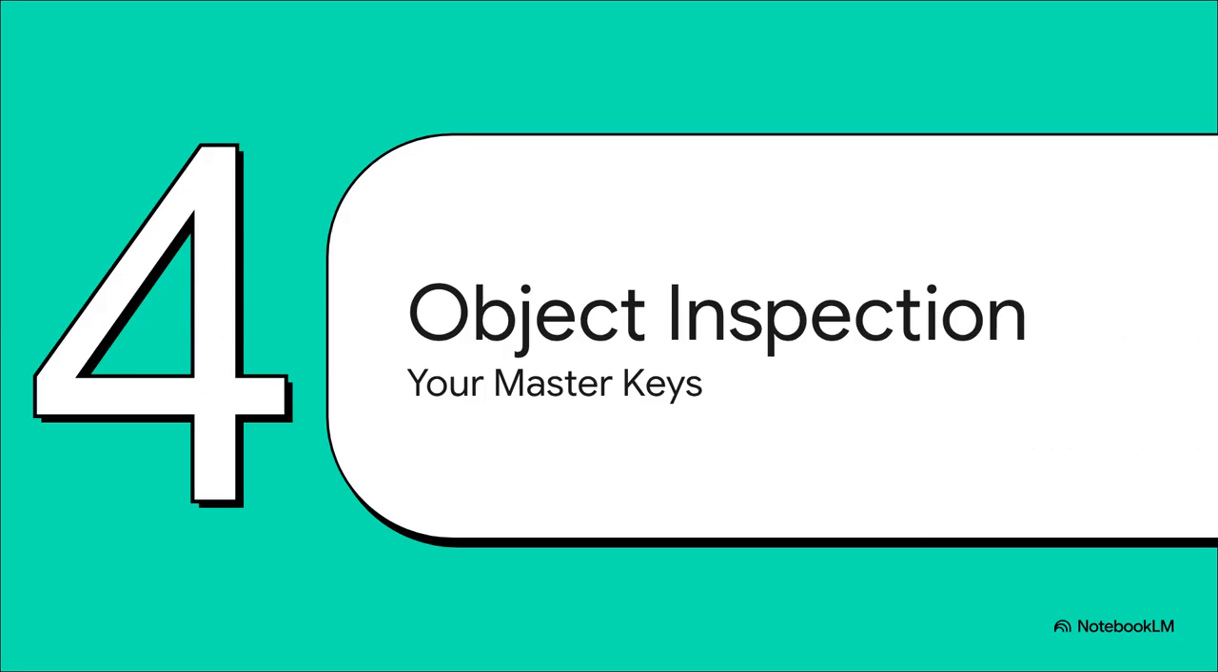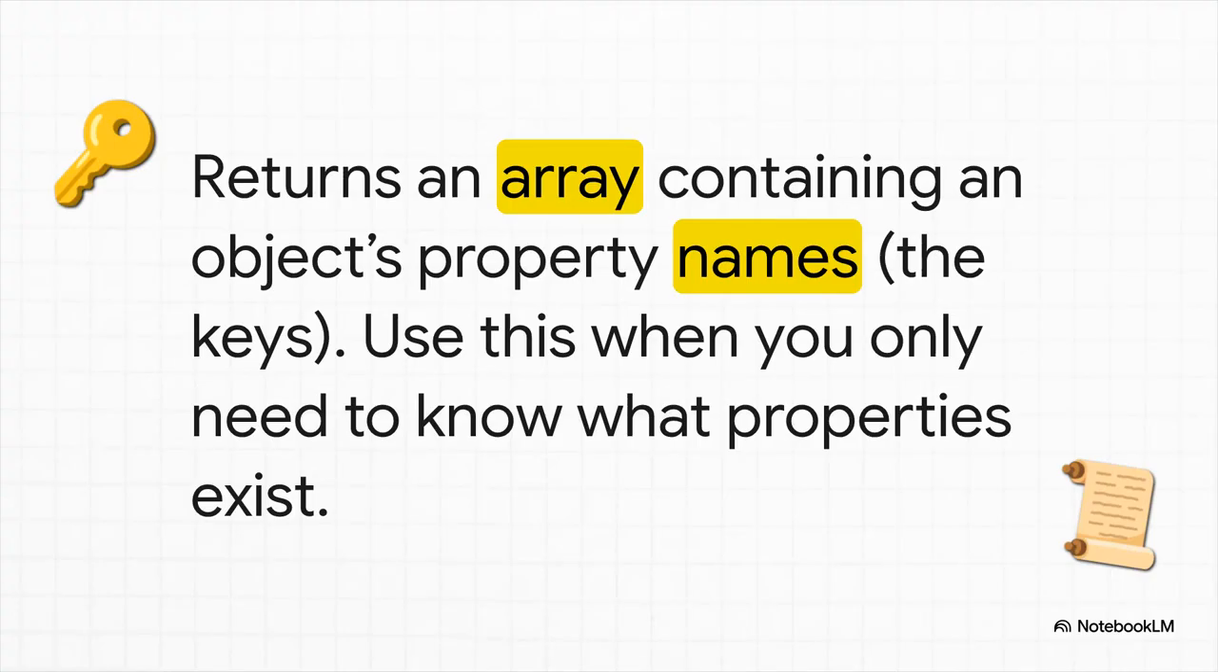It's that straightforward. All right, you've built your object, you've organized it, but now you need to see what's actually inside, right? To do that, JavaScript gives us a set of master keys. These are three super powerful methods that live on the object constructor itself. Our first master key is Object.keys. This is your go-to when you only care about the names of the properties, the keys. You just pass your object into it and boom, you get back a nice, clean array with just the keys.